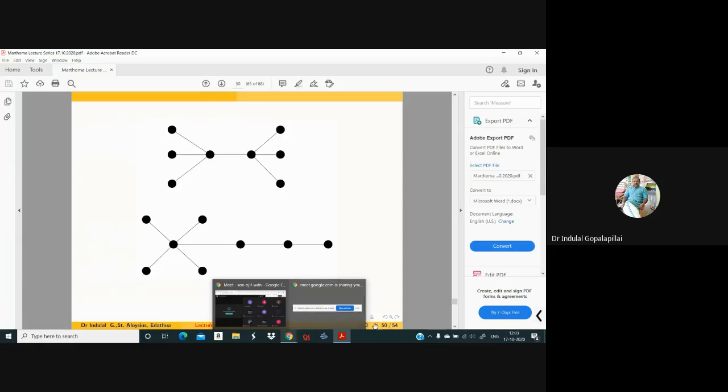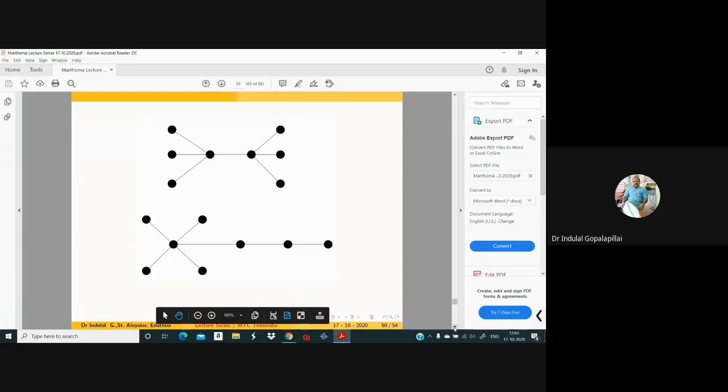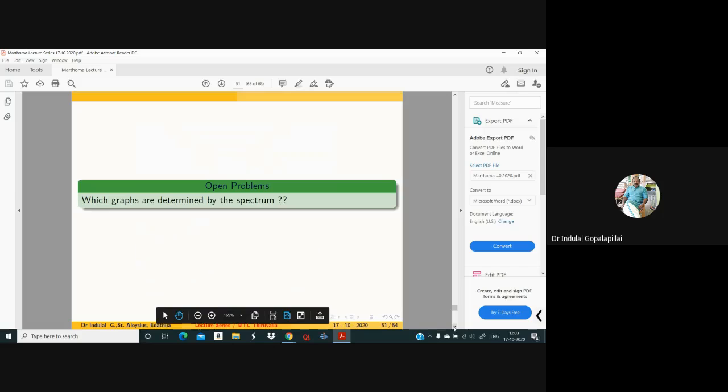So now the question is, a parallel question of that: which graphs are then determined by the spectrum? We know that all graphs cannot be determined by the spectrum because there are non-isomorphic graphs with the same spectrum. So this is an interesting area of research in graph theory. Which graphs are determined by the spectrum?